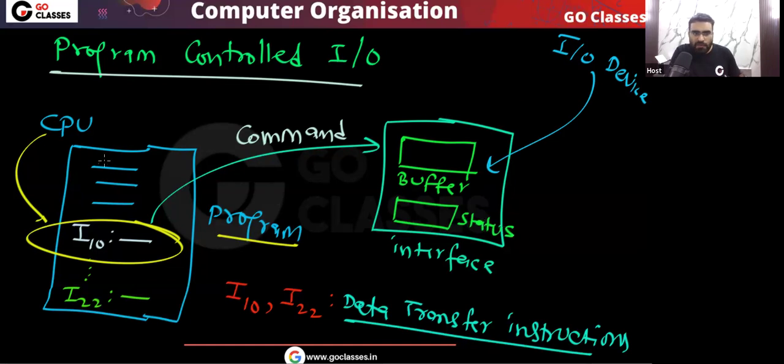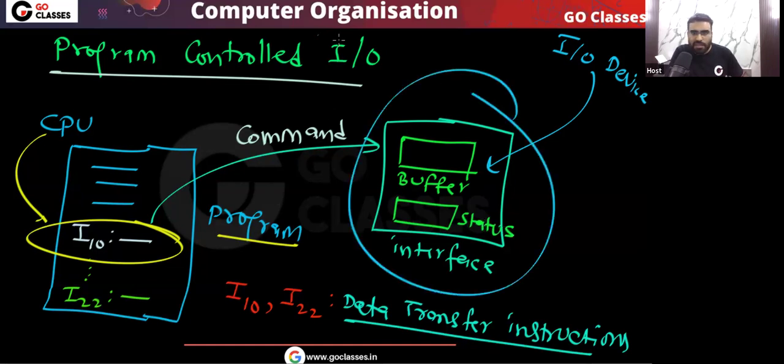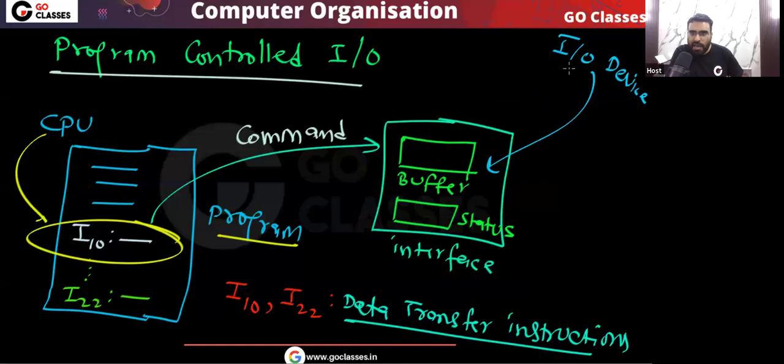So remember, after this the CPU will give a command to the interface to collect data from the IO device, but the IO device is very slow. Do you agree? The IO device is very slow. So this data collection will take some time. During this time, what will happen? Let's assume this IO device is taking 1 minute.